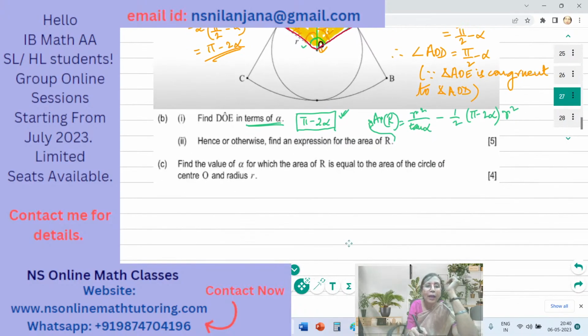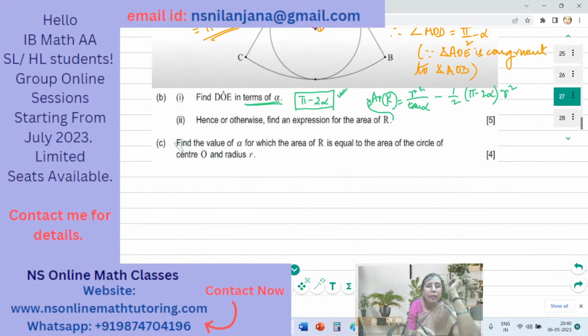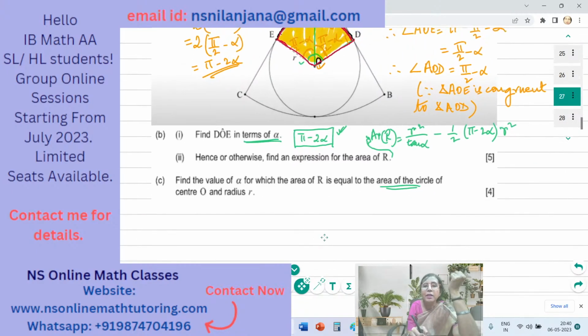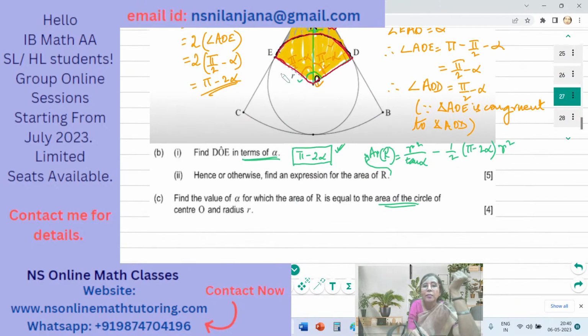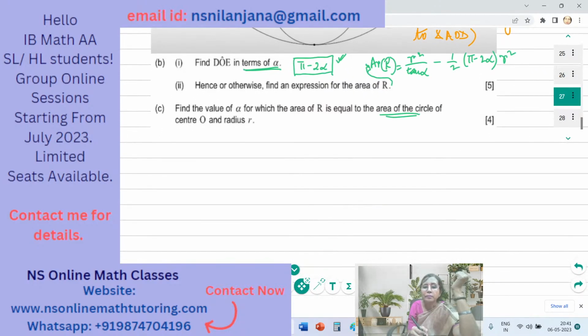Next, we have the part C. Find the value of alpha for which the area of R is equal to the area of the circle. The area of the circle is obviously pi r square because the radius is r of center O. There's only one circle, this complete circle visible. So this is with radius r and center O. So they are saying find the value of alpha.